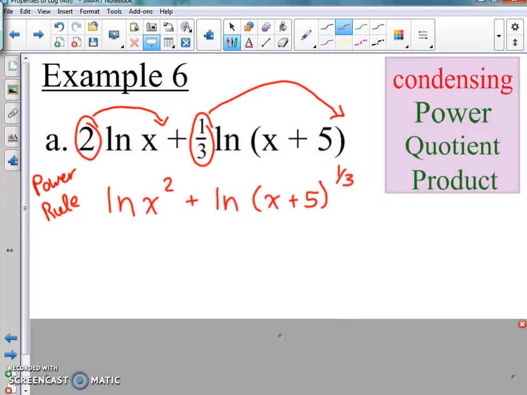And before we move on and start doing the next rule, let's go ahead and change our fraction exponents to radicals so that it's easier to deal with later on. So I'm going to change this fraction exponent to a radical. And so I'm going to ask you again to let me know what do you think is going to be there. Because we know it's going to be a radical.